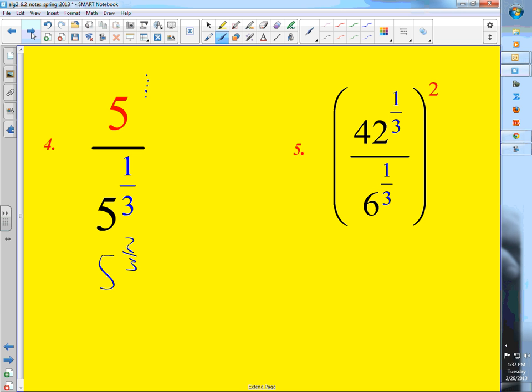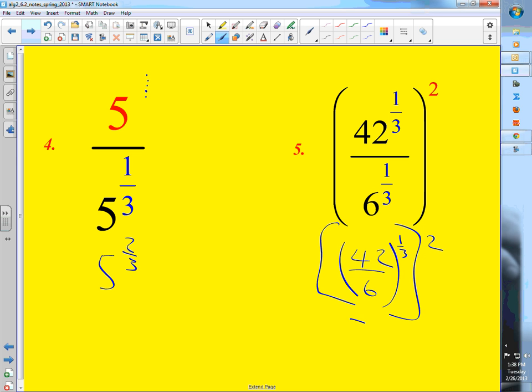This one, the temptation is, oh, let's distribute the power of 2 maybe. No, let's not do that. You can't subtract your exponents because your bases are different. But because your exponents are the same, what you can do is say 42 over 6 to the 1/3 power. The powers are the same. We can go backwards and say it's 42 over 6 to the 1/3, and that whole thing will be squared.